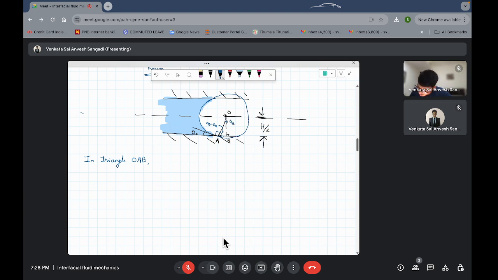So if we take here the length of the radius of this circle, r mean, that we are trying to find, this gives us the curvature. So we can say that r mean cos theta e is equal to h by 2. Rearranging, we have r mean is equal to h by 2 cos theta e.